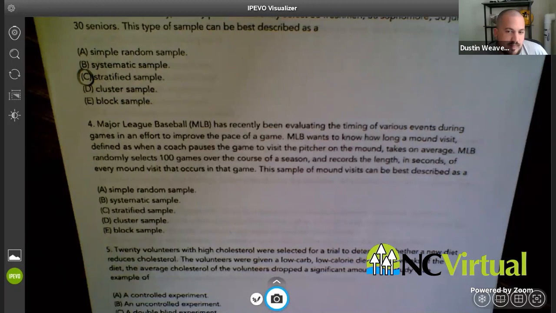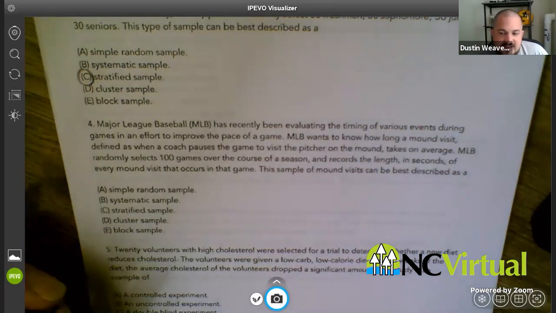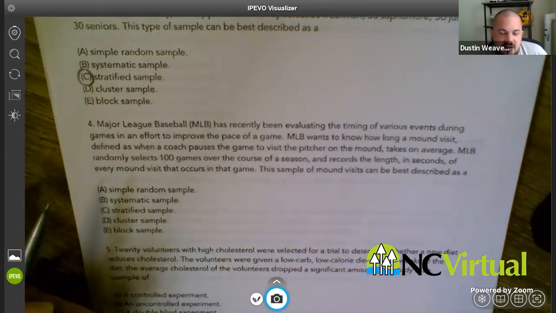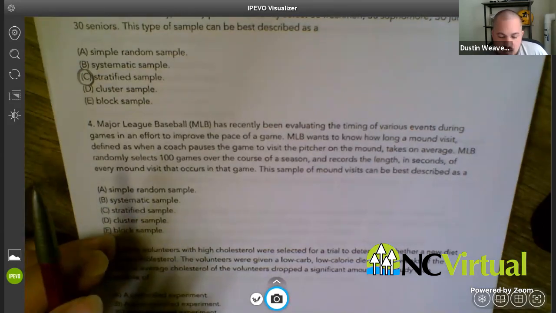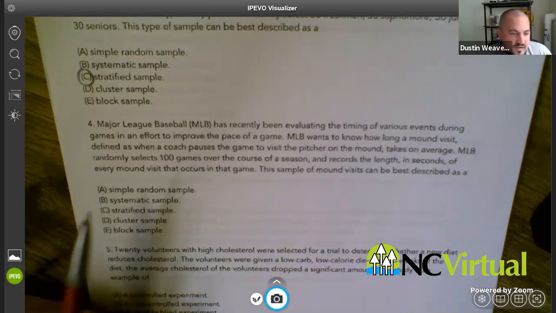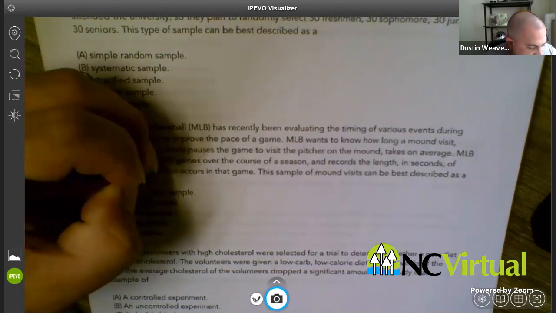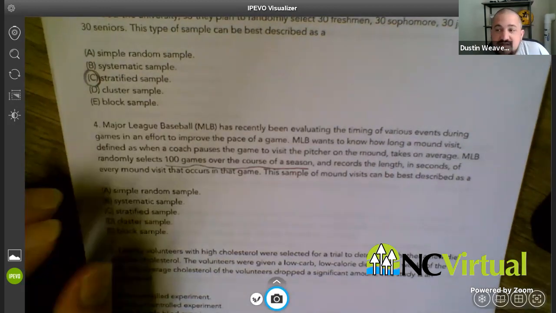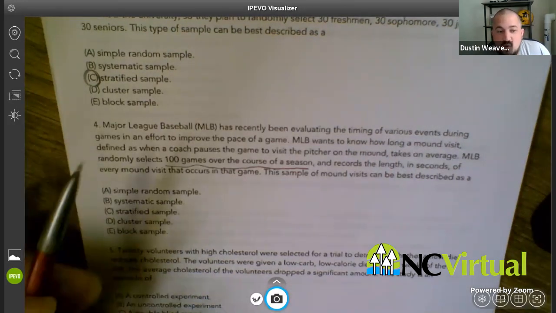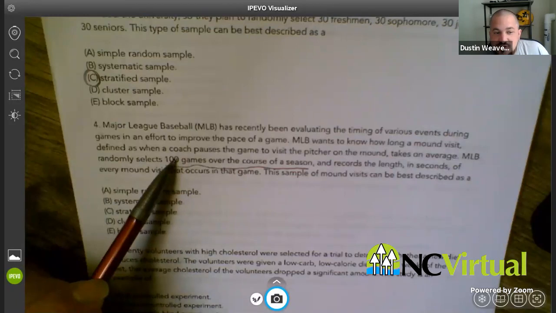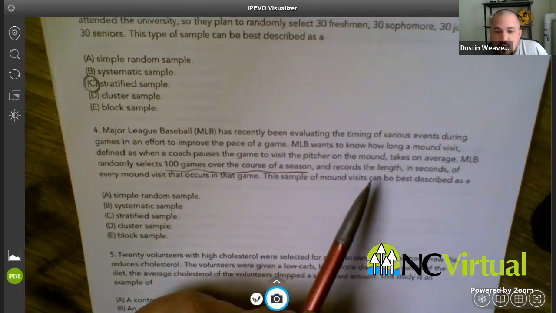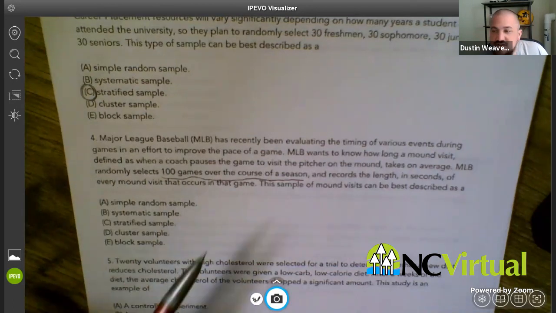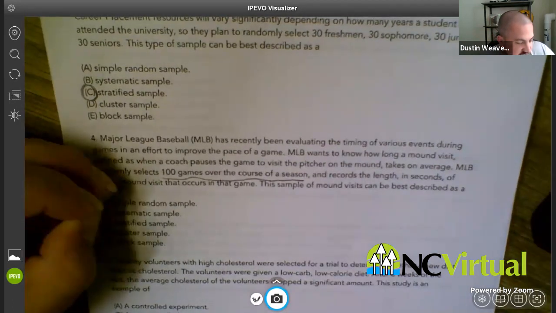Okay. It's not going to be a simple random sample. So yeah, Jacob, here's the problem with that. They randomly select 100 games over the course of the season. If that was all they did, that would be a simple random sample. But once they select those 100 games, they record the length in seconds of every mound visit that occurs in that game. That's your cluster.